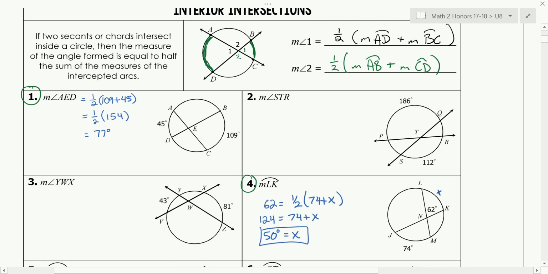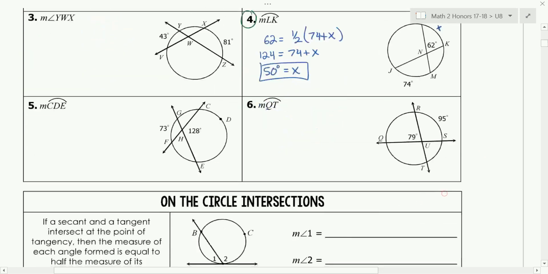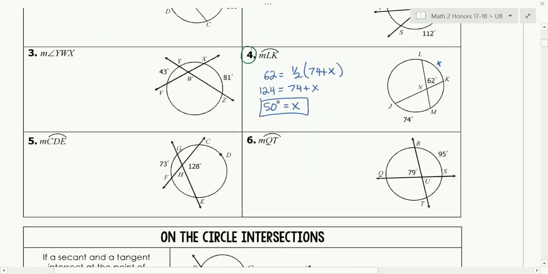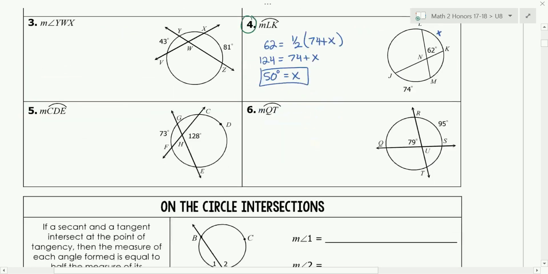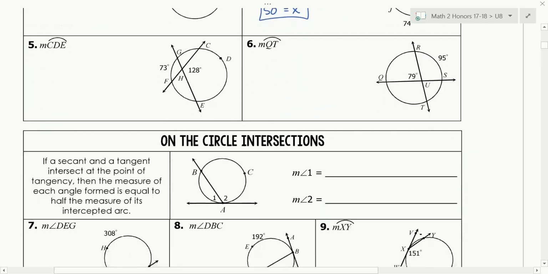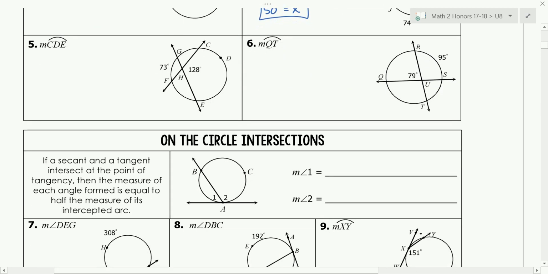Being able to know what it says and be able to use that. So let's skip now. Those were intersections inside the circle, right? Now we're going to look at what happens if it intersects on the circle, meaning that the vertex of that angle is on the circle, where you have a tangent here. We've looked at one other case when it's on the circle, and we'll talk about that in a second.